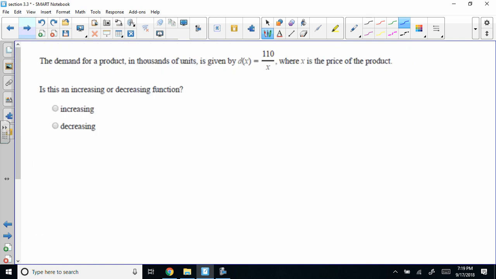All right. The demand for a product in thousands of units is given by D of x equals 110 over x, where x is the price of the product. Is this an increasing or decreasing function? Well, you got to know what it looks like, right? How many of y'all know what that looks like?